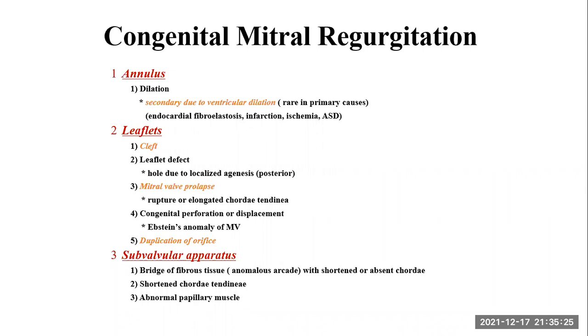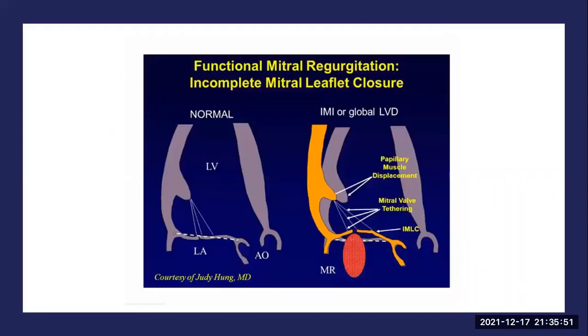with rupture and elongated chordae tendineae, congenital perforation or displacement, Epstein anomaly of the mitral valve, which is very, very rare, and duplication of the orifice like we saw before. And the subvalvular apparatus: bridge of the fibrous tissue, anomalous arcade, shortened chordae tendineae and abnormal papillary muscle. So this is in case of ischemia, we have functional mitral regurgitation with tethered mitral valve and papillary muscle displacement.